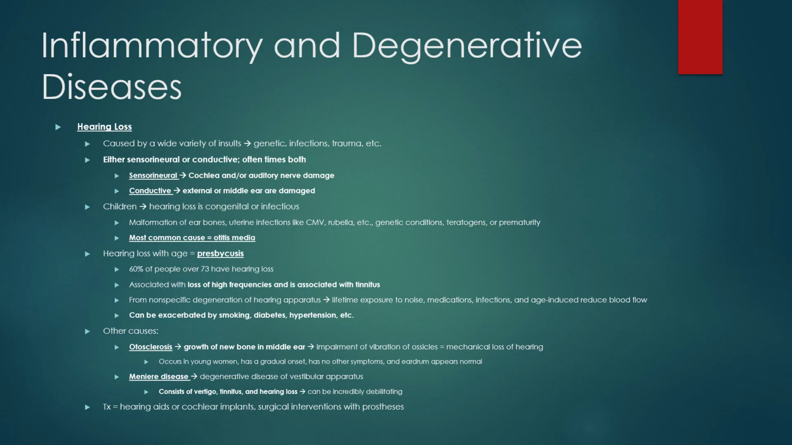Other notable causes include otosclerosis, which is an abnormal bone growth in the middle ear. This prevents the ossicle vibration, and it often affects young women. And then there's Meniere's disease. It's a degenerative disorder of the vestibular apparatus. It causes vertigo, tinnitus, and hearing loss, and can be profoundly debilitating. Treatment ranges from hearing aids, cochlear implants, to surgical prosthesis.